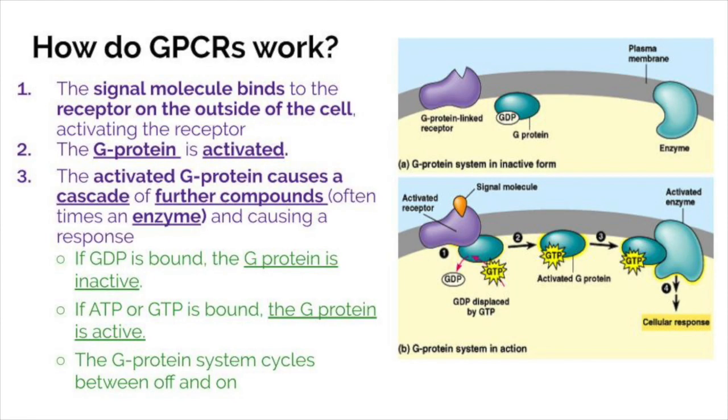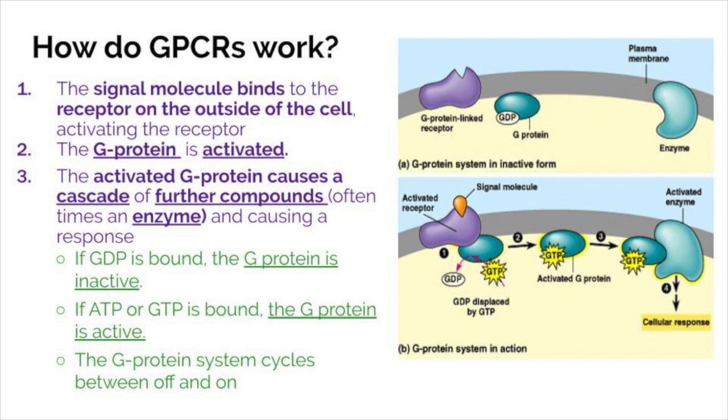So how do these receptors work? First, the signal molecule binds to the receptor on the outside of the cell, which activates the receptor. The G protein is now activated. The activated G protein causes a cascade of further compounds, oftentimes an enzyme, which causes a response.